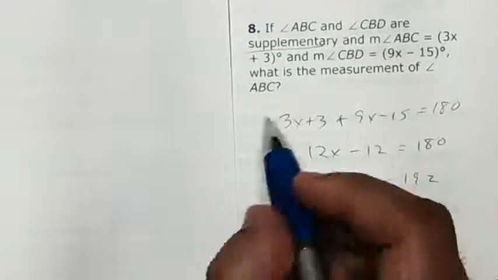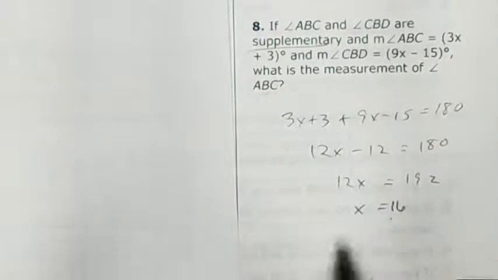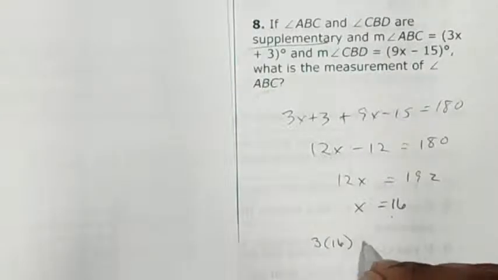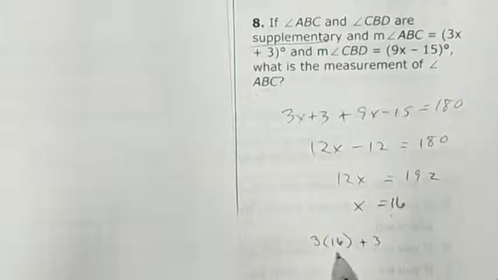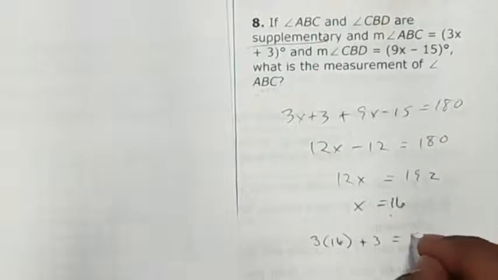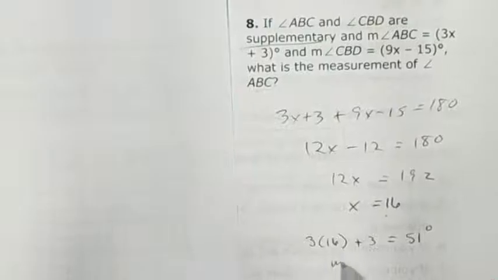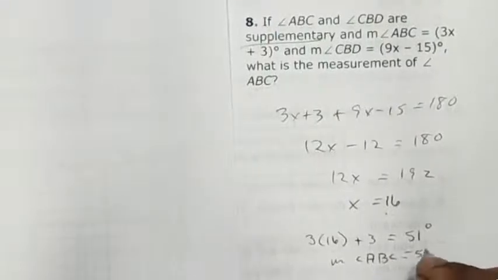And then, it's asking for the measurement of angle ABC, so that means I have to substitute. I'm not just solving for x. I've got to do 3 times 16 plus 3. 16 times 3 is 48, plus 3 makes 51. So the measurement of angle ABC is equal to 51 degrees.